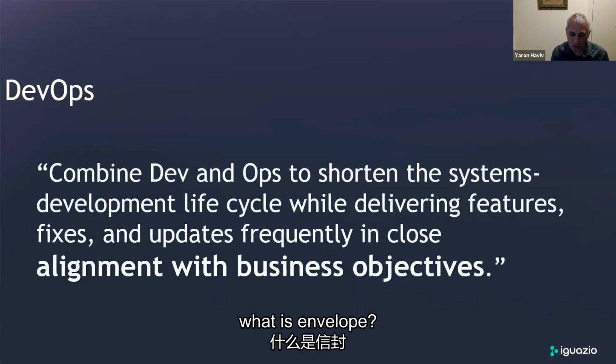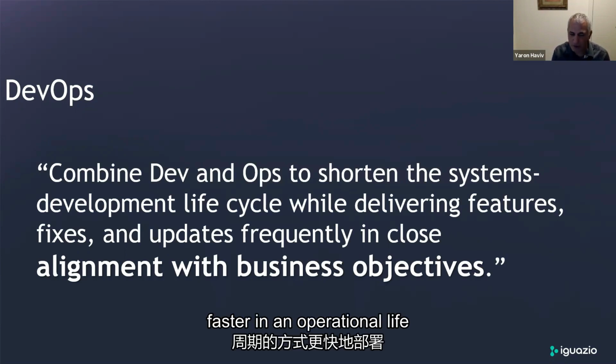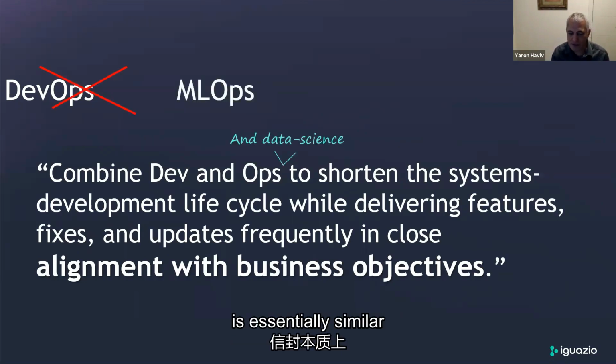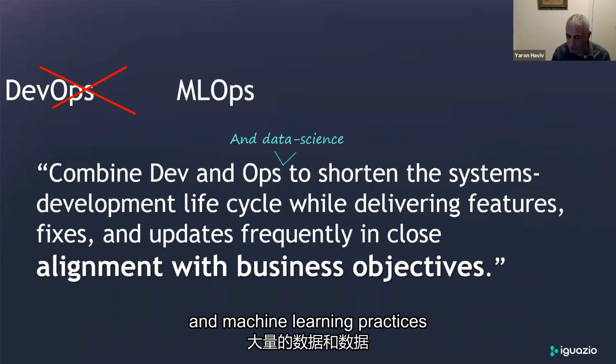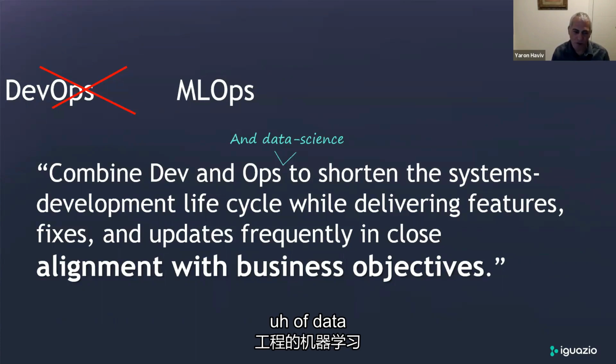So first, what is MLOps? So we understand what is DevOps. DevOps role is essentially to combine the development and operations and think together how they can accelerate the business, or how they can allow the business to deploy software faster in an operationalized manner. So MLOps is essentially similar, just extends it with a lot of data and machine learning practices of data engineering, again, building models, reliability, observability, all of those aspects.